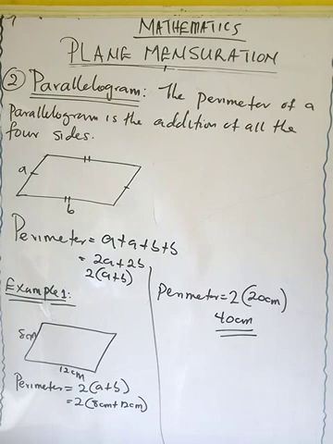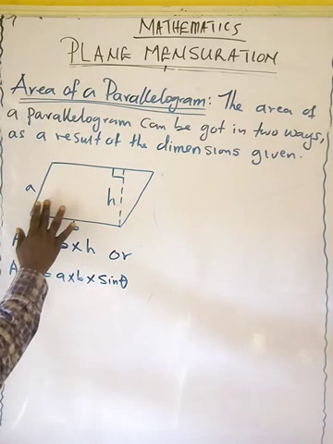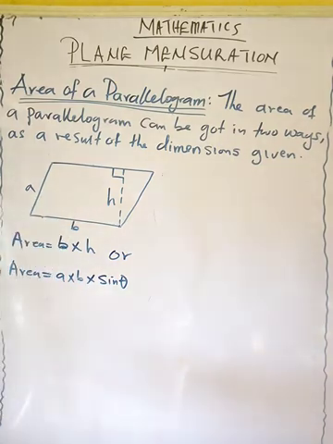So let us look into how to calculate the area of a parallelogram. Now this is the area of a parallelogram. The area of a parallelogram can be got in two ways as a result of the dimensions given. So the dimension of the question given to us will determine. The first is when we don't have this angle here.